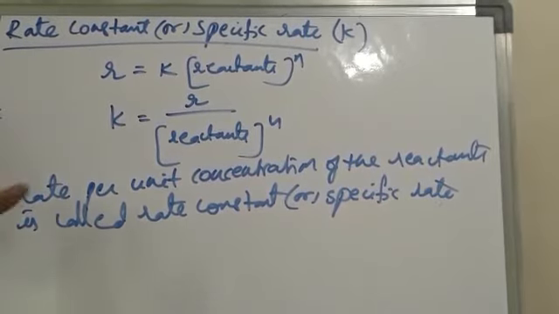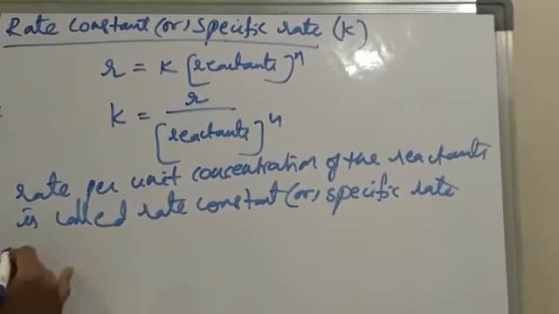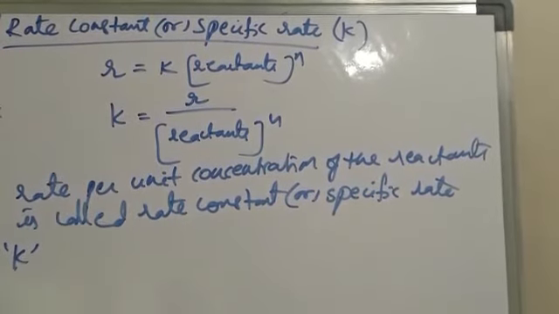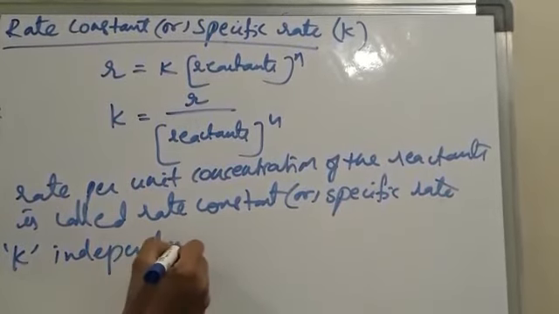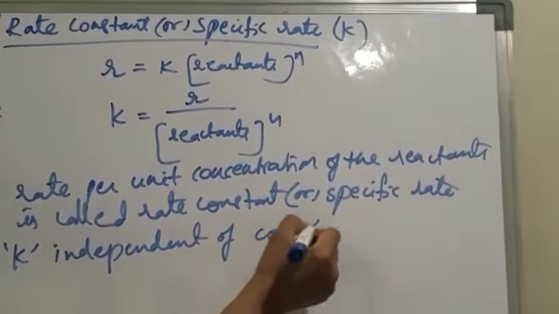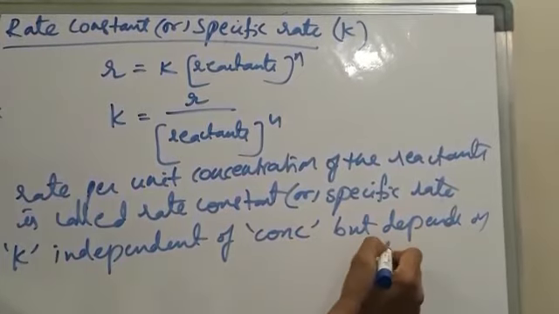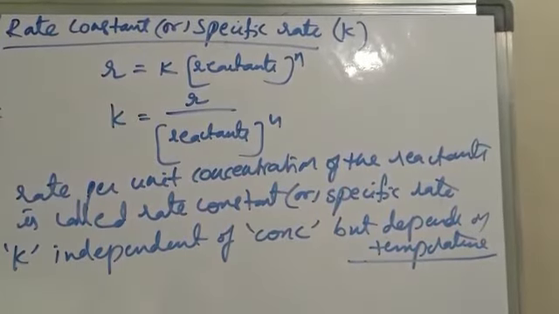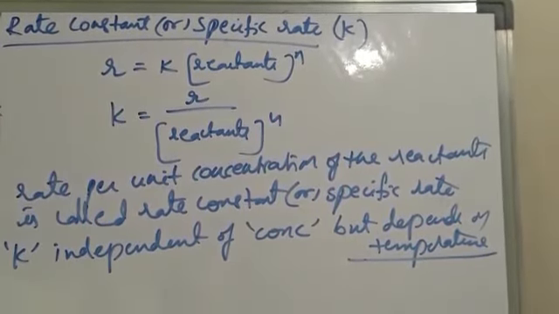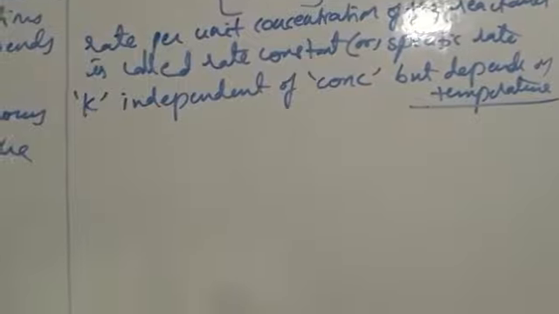The rate constant or specific rate is independent of the concentration of reactants, but it depends upon the temperature. This is very, very important. So, k, which is called the rate constant or specific rate, is independent of concentration, but depends on temperature.